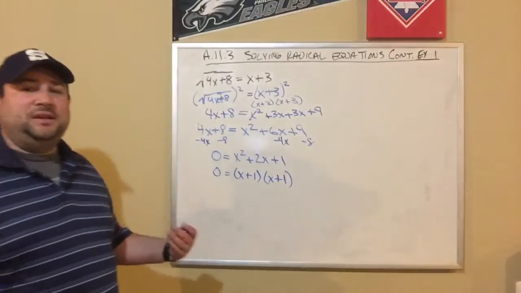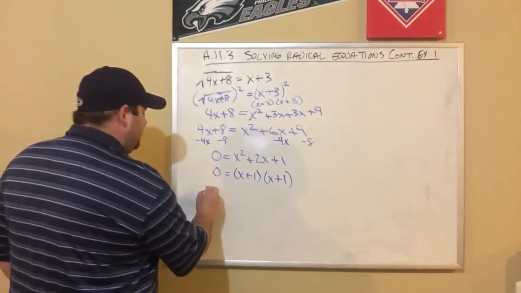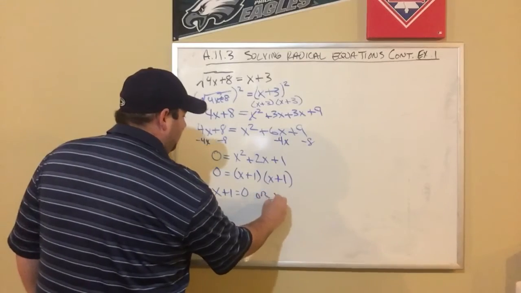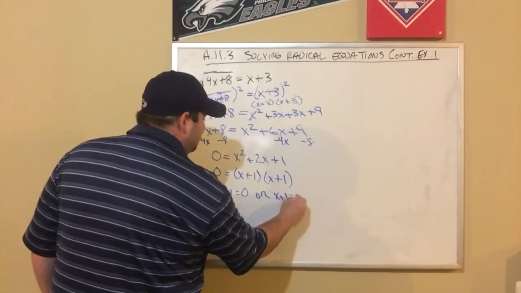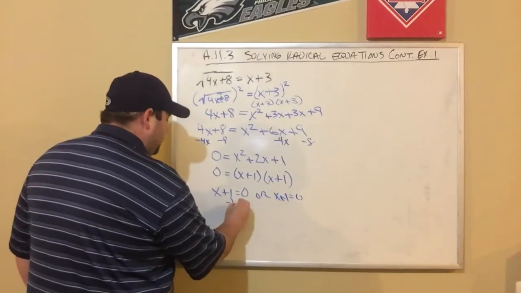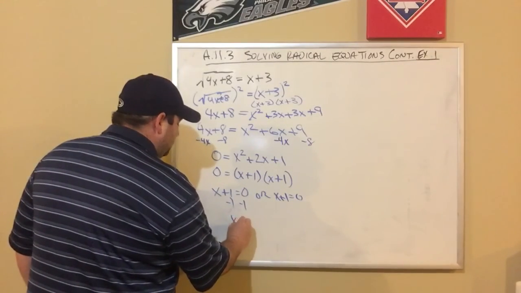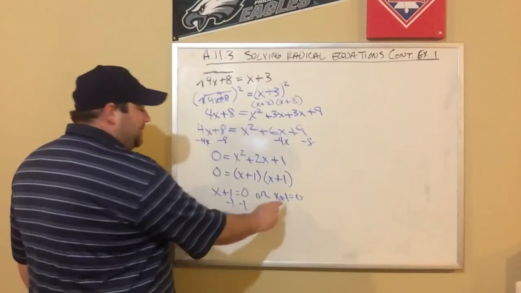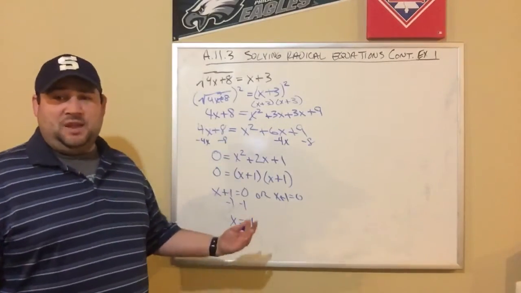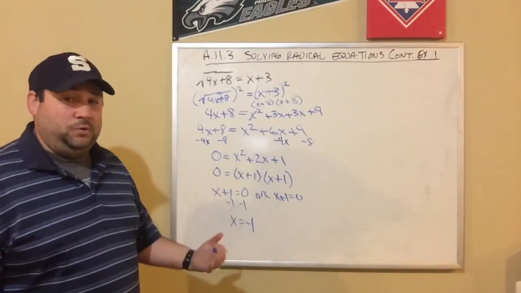So this one's a little interesting in that now our next step would be to split it. We'd have x plus 1 equals 0 or x plus 1 equals 0. These are the same thing. You don't need to solve it twice. So I'm just going to solve the one, subtract 1. So I get x equals negative 1. I'm not going to do it over here because it would just be x equals negative 1 again. Now, am I done? No, you got to check it.